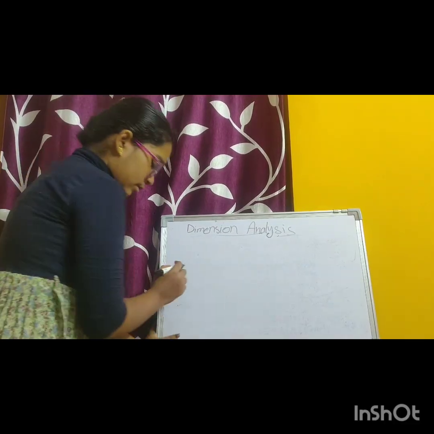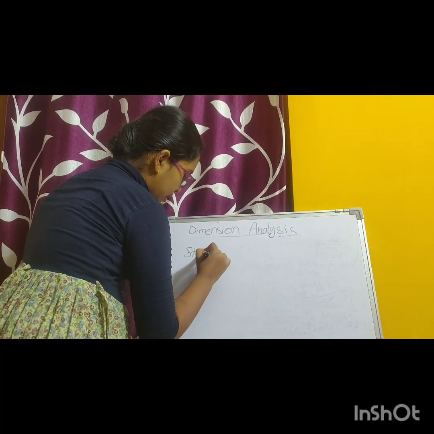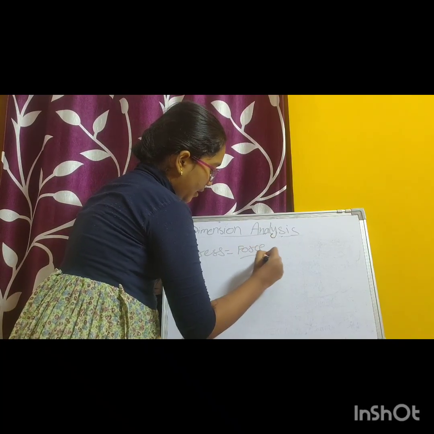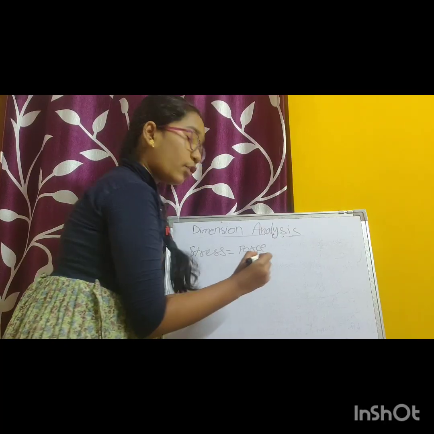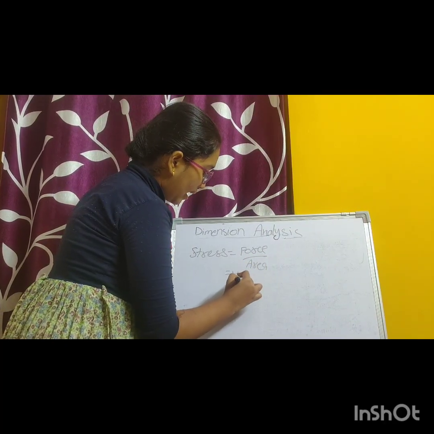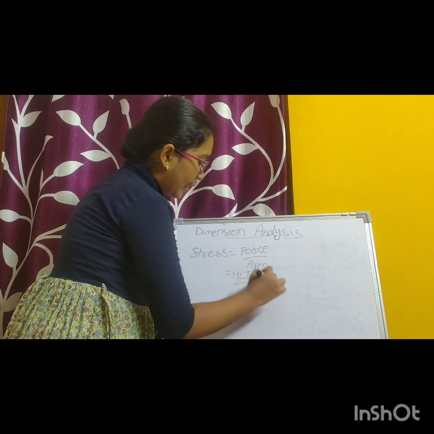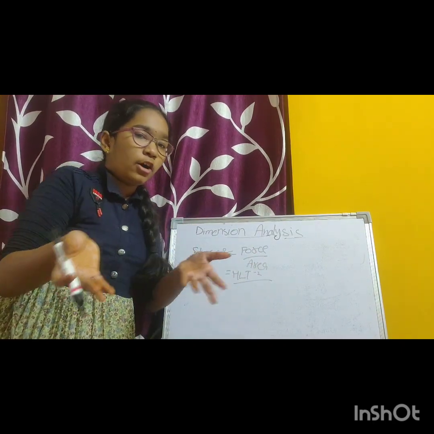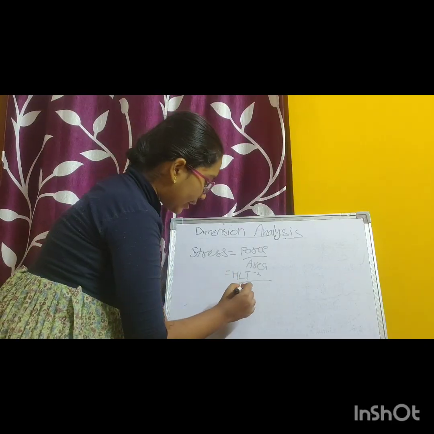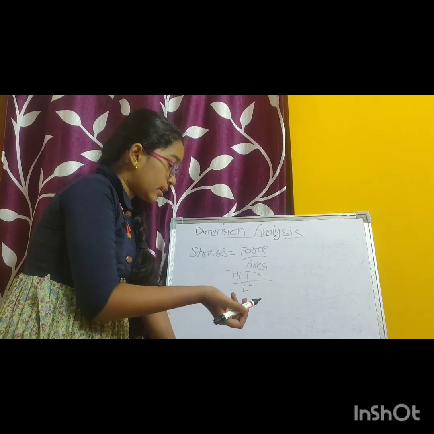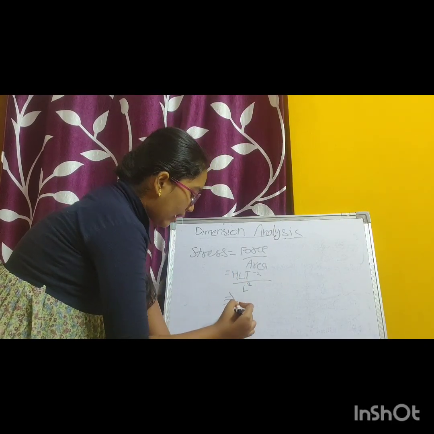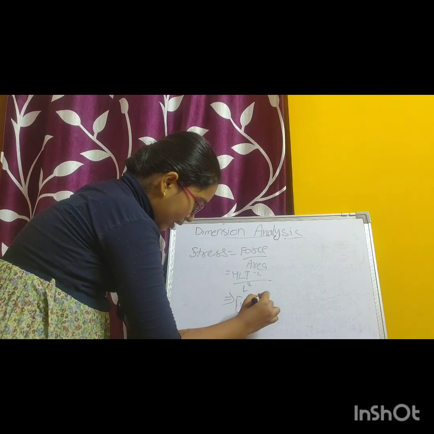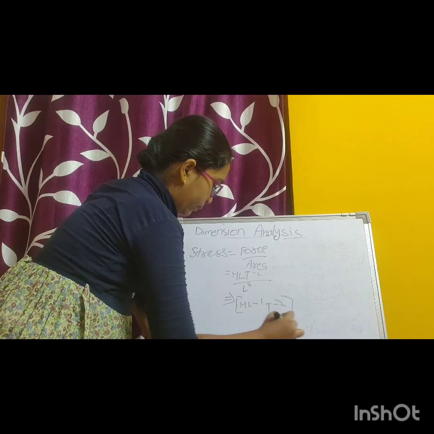Now let's get to know about stress. The formula of stress is force by area. The dimensional formula of force is M L T power minus 2, and for area it is length into breadth for a rectangle, and length into length or side into side for a square. So we can write L square because it's measured as length. Now the dimensional formula of stress will be M L power minus 1 and T power minus 2.